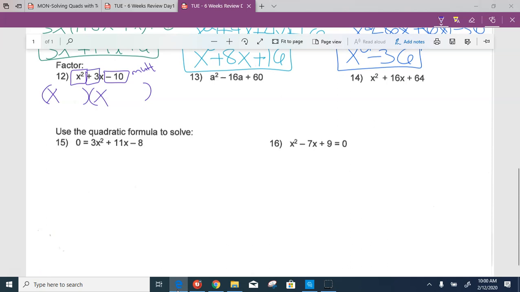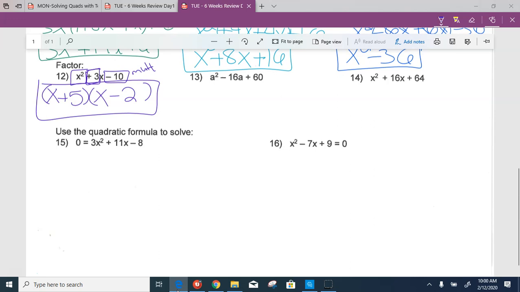I know, because I know my times tables pretty well since 3rd grade, that 5 and 2 have a difference of 3. Now it's just a matter of attaching a sign. I know I want more positives, so it's going to have positive 5 times negative 2. Positive 5 times negative 2 equals negative 10, and positive 5 plus negative 2 equals this positive 3. Here are my factors.